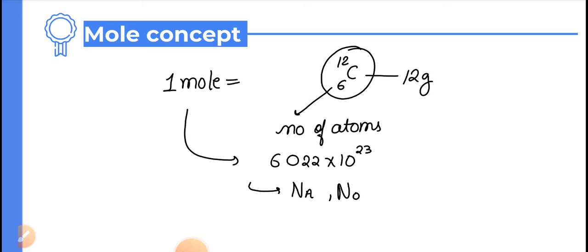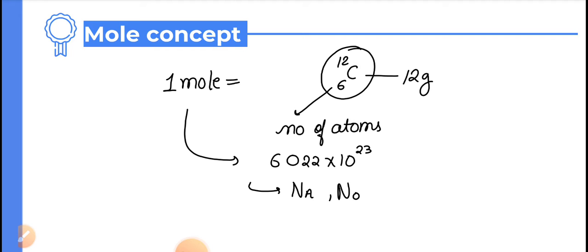First of all, mole. Mole concept is also known as some basic concepts of chemistry, which you should be learning first. Okay, one mole. What is a mole? First of all, mole is defined as the number of atoms present in 12 grams of carbon-12, that means the neutral atom of carbon. The number of atoms present in 12 grams of carbon is known as 1 mole.